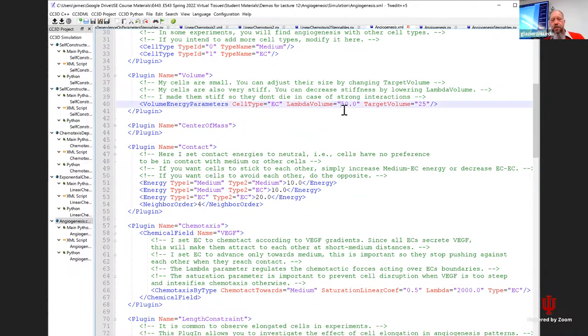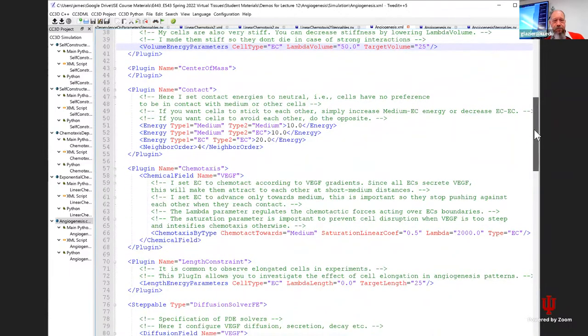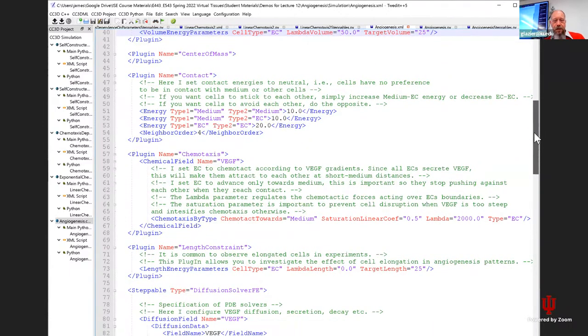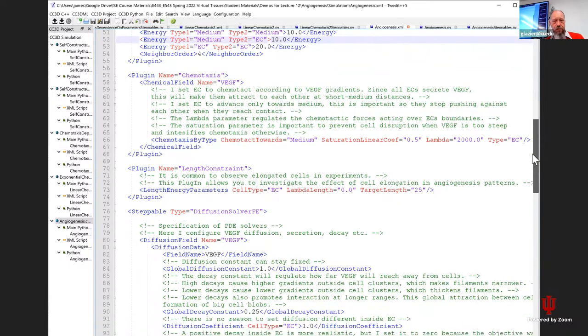Here he's got lambda volume being very large, which is a little bit unusual. You know, I'd be interested to see that. The contact energy in this simulation is actually pretty important. So he could play with that. He's got the contact energy of cell to cell twice that of cell to medium, which means that they don't stick to each other.